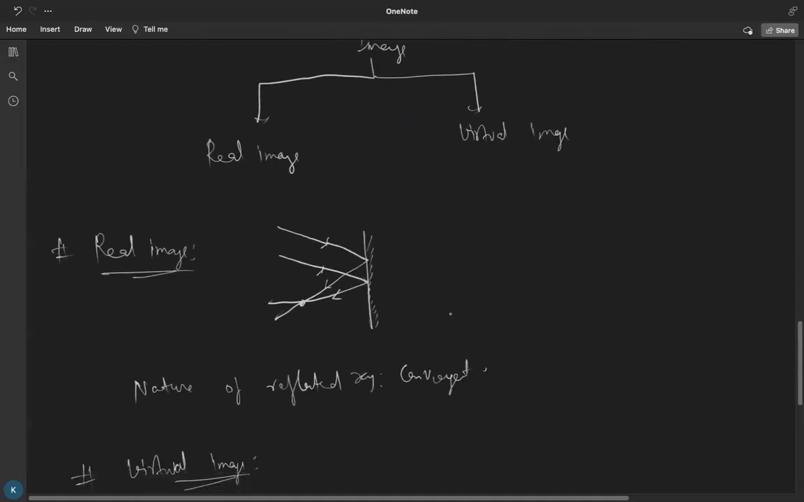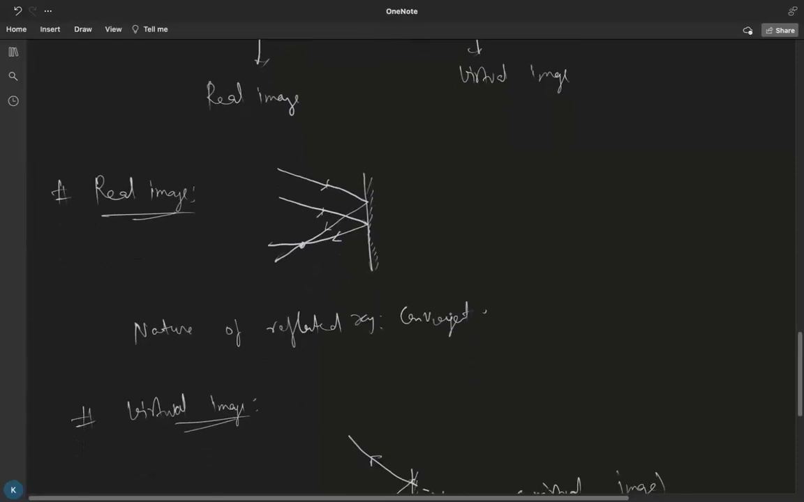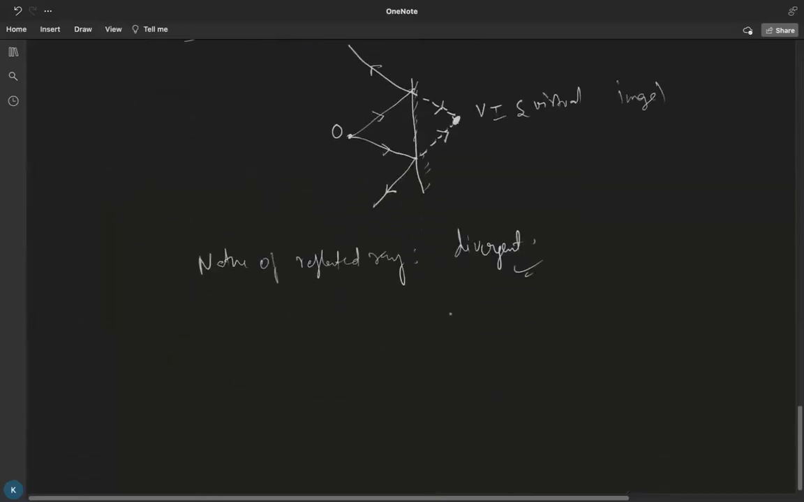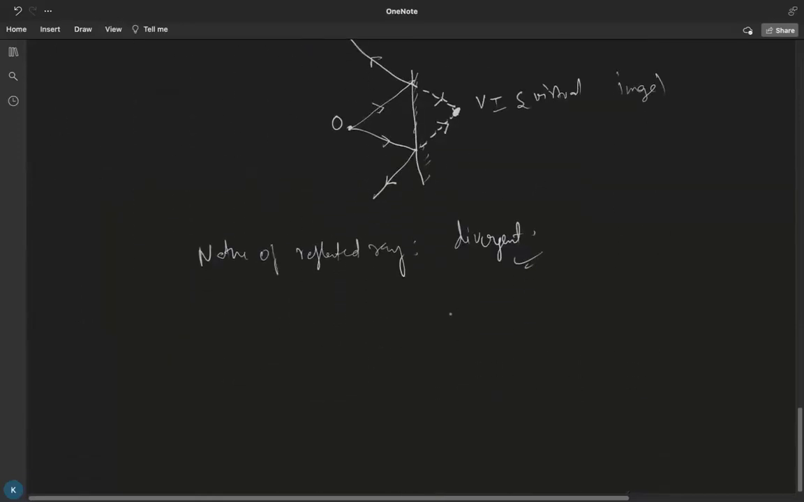Now, a real image is the image where the reflected ray has a real intersecting point, and in this case the nature of the reflected ray is convergent. On the other hand, a virtual image is an image where the intersecting point of the reflected ray is virtual. I hope you understand with the diagram as well. And the nature of the reflected ray is divergent.